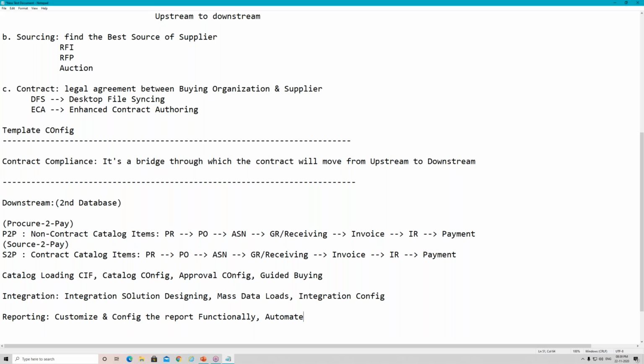Why? Because we will customize and config the report functionally, and then automate it. How? Background job, how to schedule a background job. And once the scheduling of the background job has been done, the report output can be seen in the system, or it can be mailed directly to any number of users automatically in their official inbox or corporate email ID inbox. That also we are going to show you.